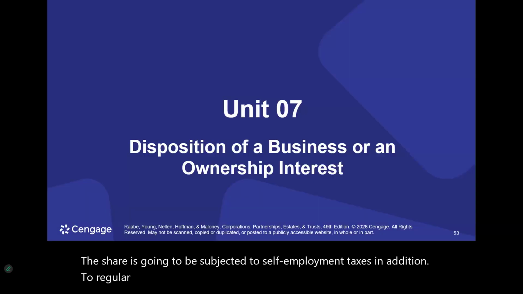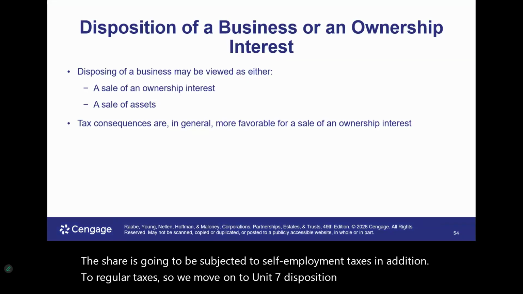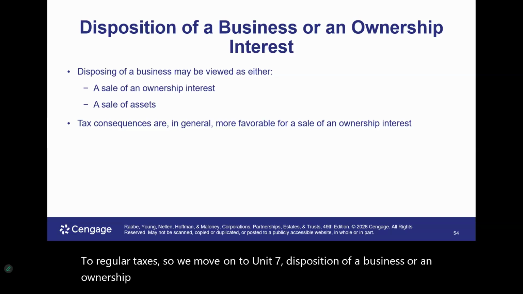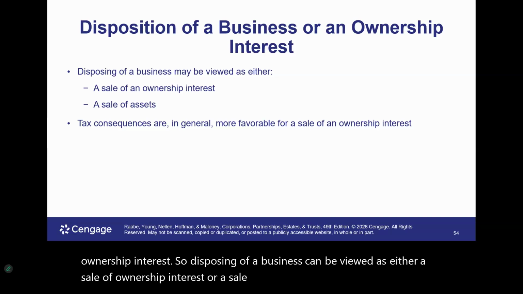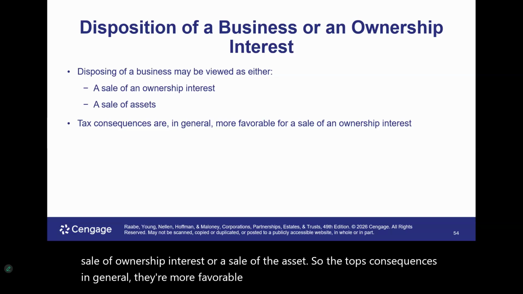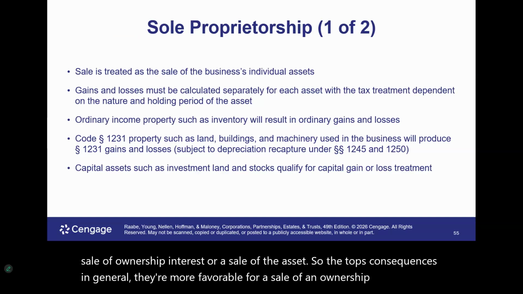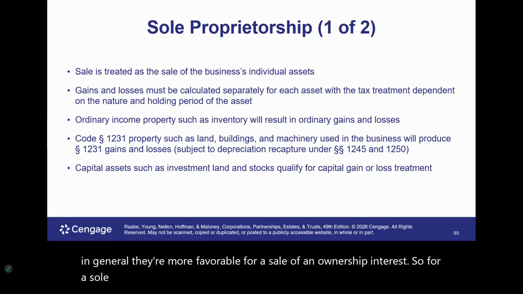So we move on to unit 7, disposition of a business or an ownership interest. Disposing of a business can be viewed as either a sale of ownership interest or a sale of the asset. The tax consequences in general are more favorable for a sale of an ownership interest. For a sole proprietorship, the sale is treated as the sale of the business's individual assets.